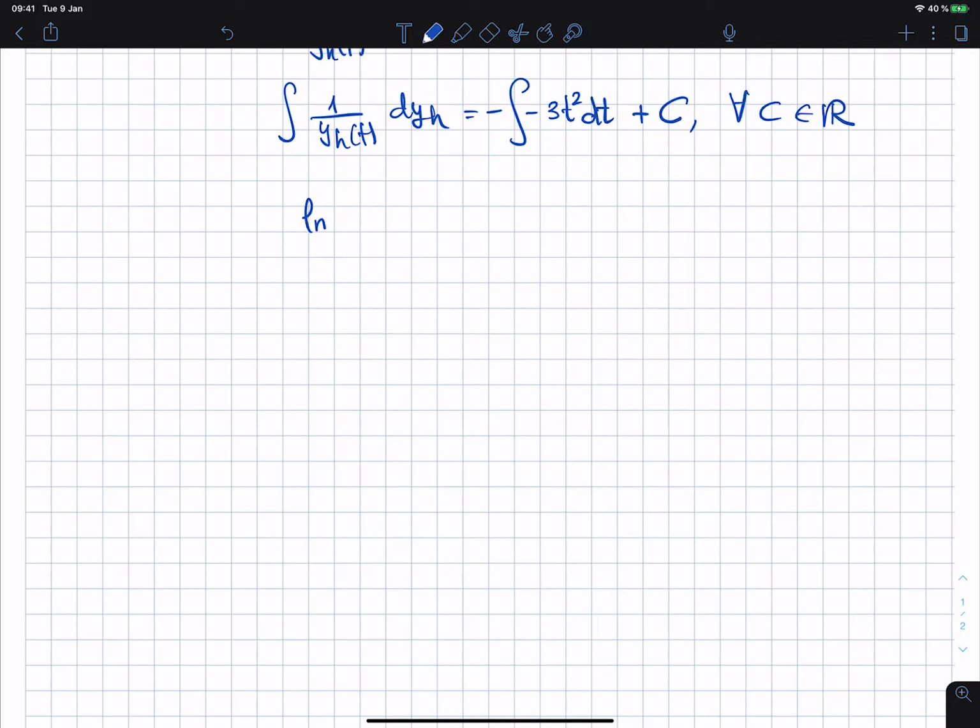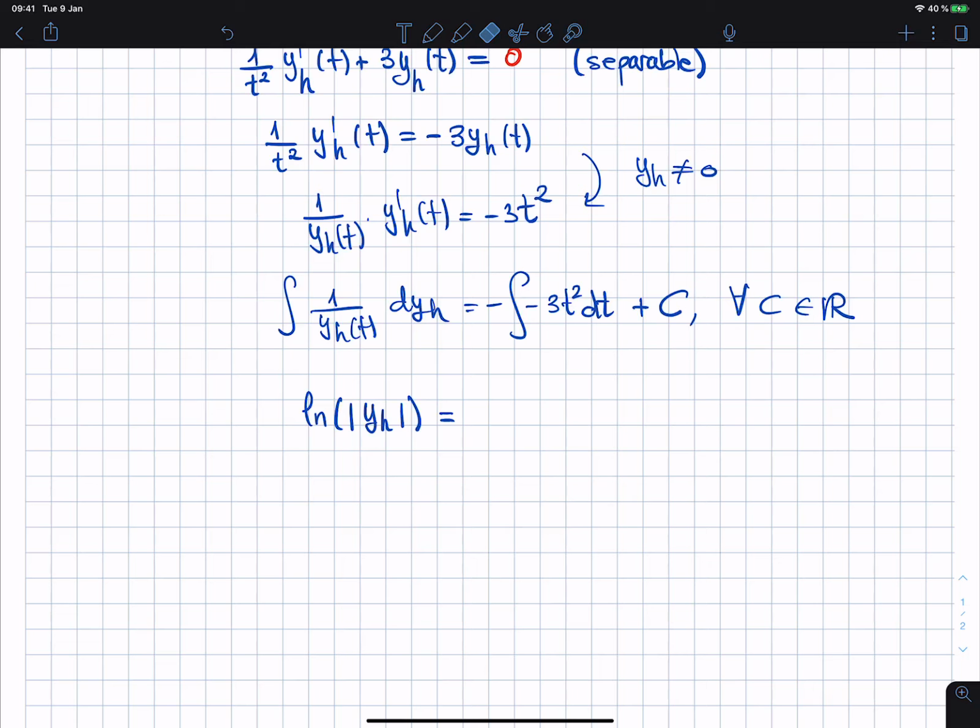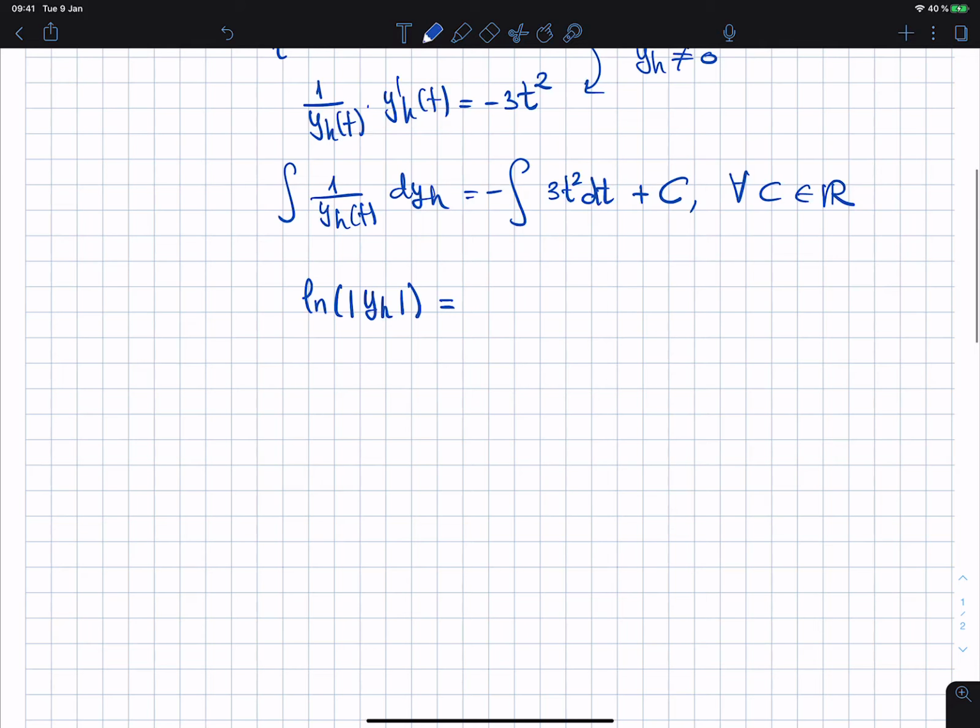This is the natural logarithm of the absolute value of yh, which is equal to, oh, that's 2 minus, sorry, one minus only there, okay? So this is minus, now the integral of 3 times t squared would be t to the power 3, yeah, but when I compute the derivative of this, it's already 3 times t squared, that's it, yeah? I don't need to do anything else. And then I would do plus c for any constant.